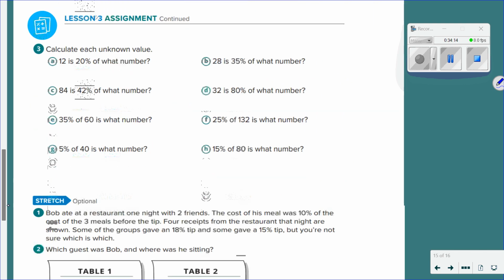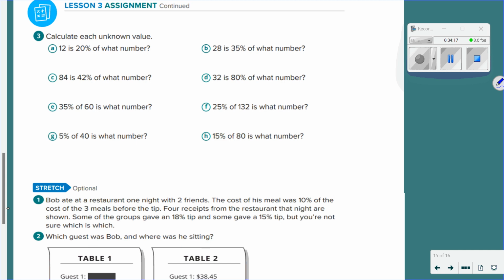Let's see. Try to put it all on the same page. There we go. Here's where we didn't get as much practice in today. You're going to calculate them. All of these should be set up as a part over the whole equals the percent over 100. So whatever number is in front of the percent is always going to go here. So they made that part easy for you. We didn't talk about it, but if it says is, that is the part. If it's the number after of, that's the whole. So is and of are your two key words to be able to set these up correctly.